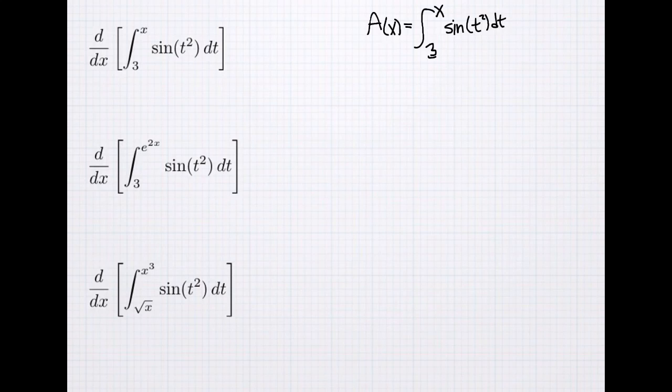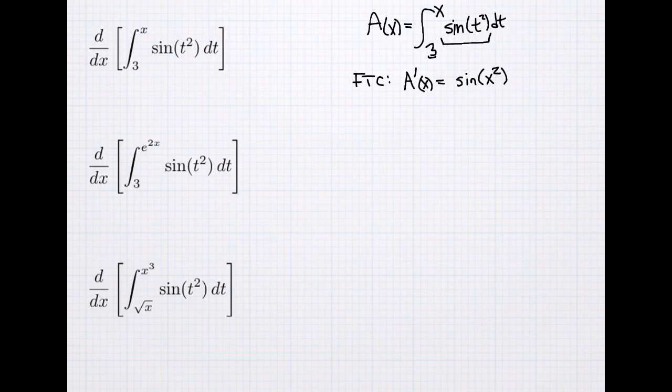And the fundamental theorem of calculus tells us that the derivative of this function is the integrand function. So here it's sine of the input squared, and so it's the sine of x squared. So that's what the fundamental theorem of calculus says. And it allows us to answer our first question.